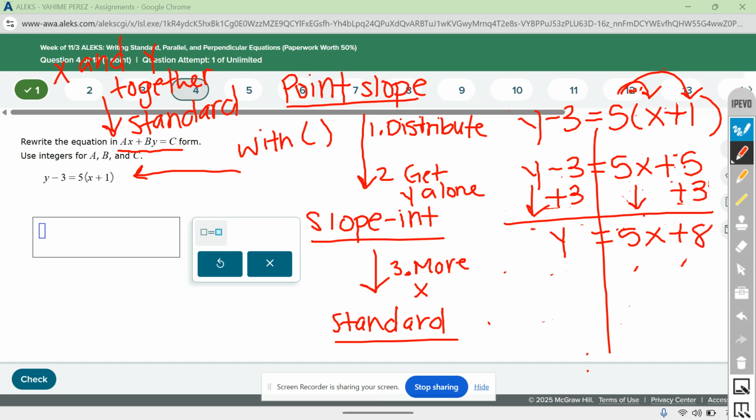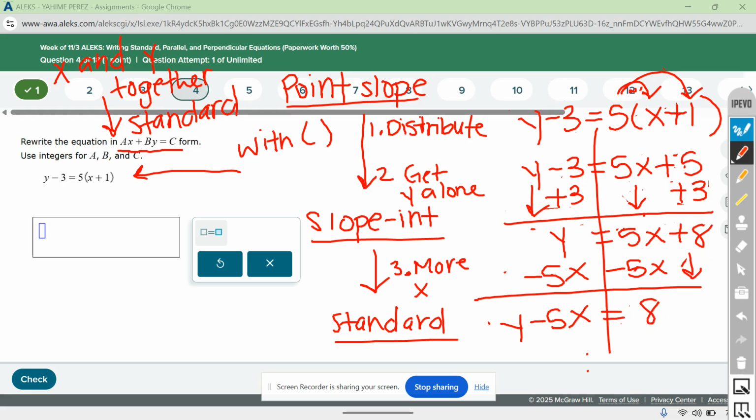Okay. Dang, there's not going to be any fractions here. Okay, and then I have one more step. So this is slope-intercept. To get to standard form, I have to move the x. So I have to get rid of the x on the right by adding or subtracting to get rid of it. So I'm going to subtract 5x. And what I do to one side, I must do to the other. And that effectively moves it to the left side. And I'm going to bring down the 8. And that is my answer in standard form.